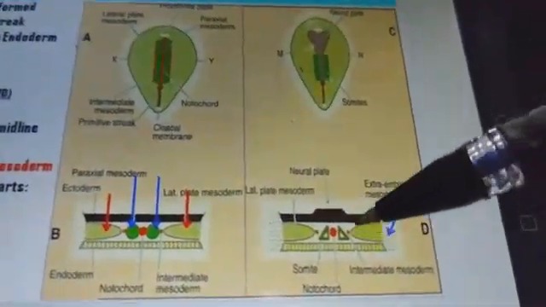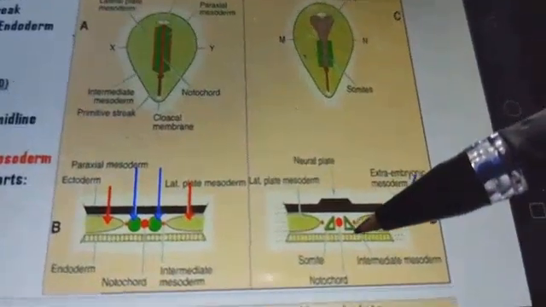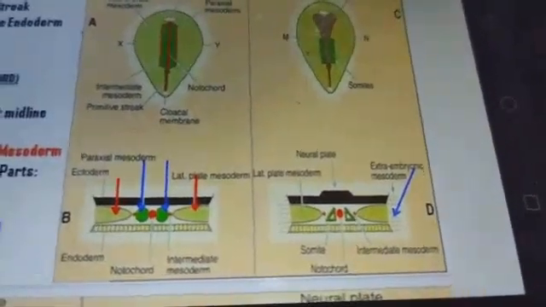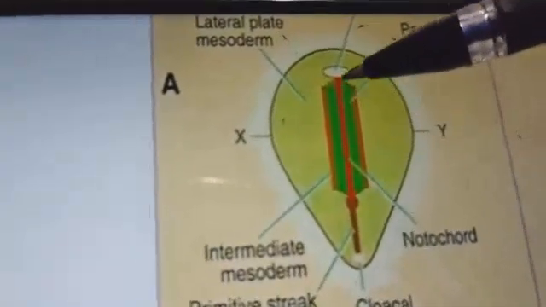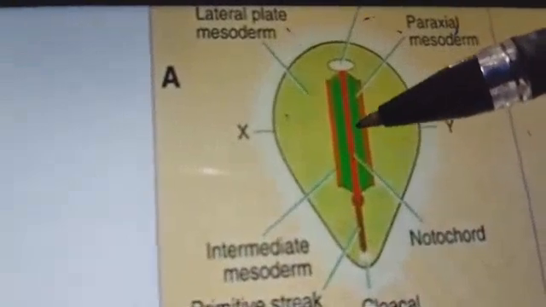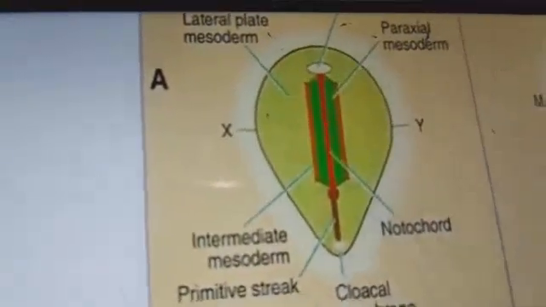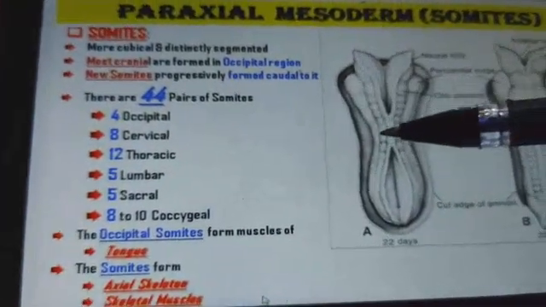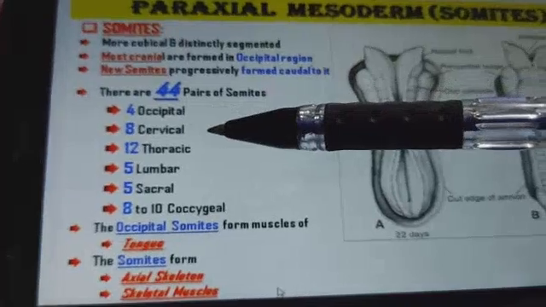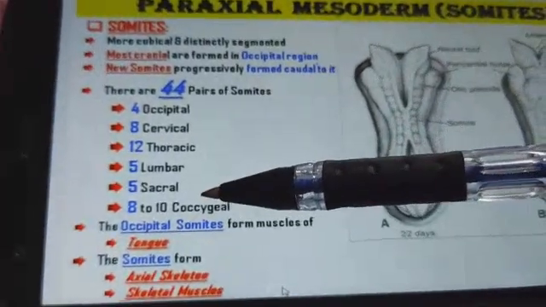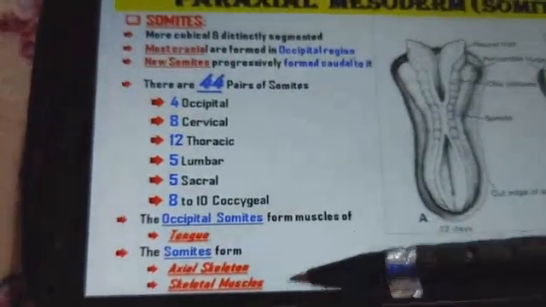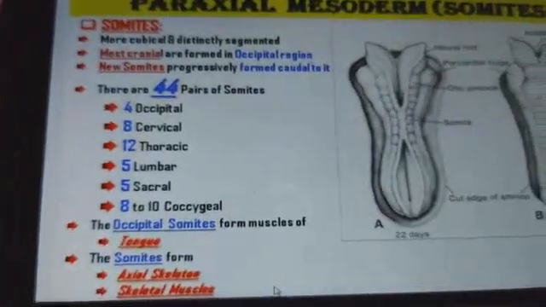Now the cells from the paraxial mesoderm are the cells that are going to form the somites. This part of the paraxial mesoderm, just by the side of the notochord, forms the somites. There are 44 pairs of somites: 4 occipital, 8 cervical, 12 thoracic, 5 lumbar, 5 sacral, and 8 to 10 coccygeal. The somites form the axial skeleton and the skeletal muscles.